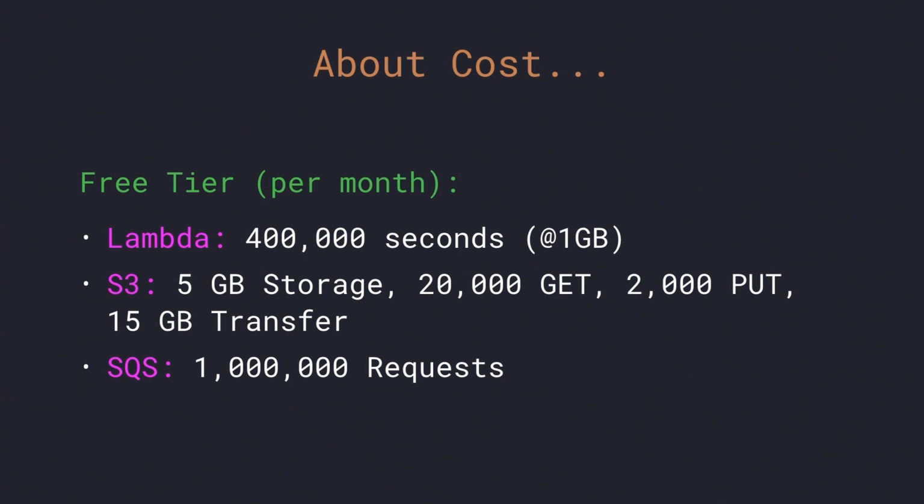I mentioned SQS before because queues are great. Queues are something you should take advantage of. SQS, you get 1 million requests to the SQS API free every month. So remember, these are all services. You interact with everything through AWS's APIs. So with SQS, when you send a message onto the queue, that's 1 API request. When you perform a poll to pull messages off a queue, that's also 1 API request.